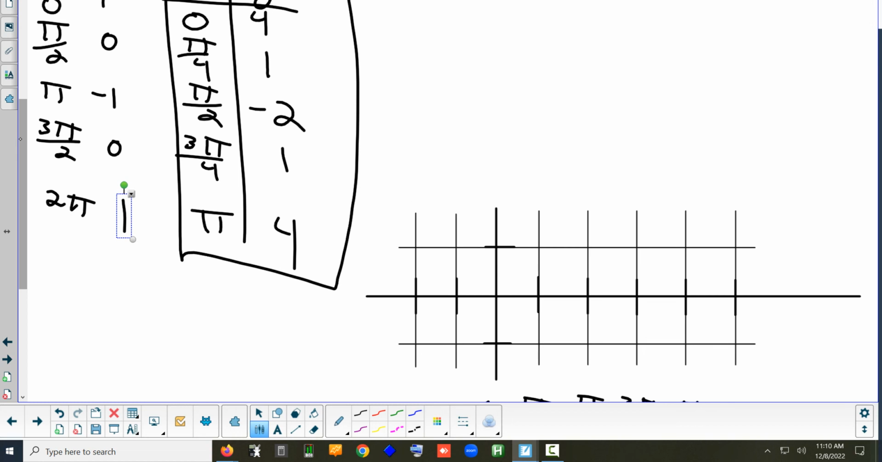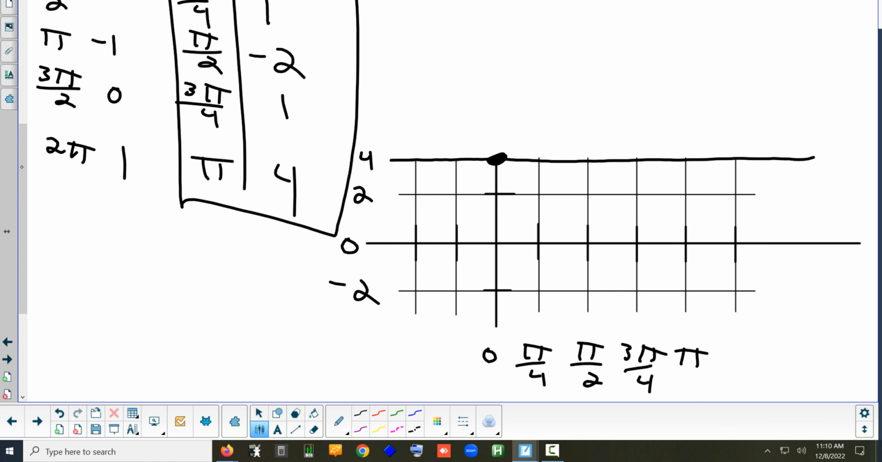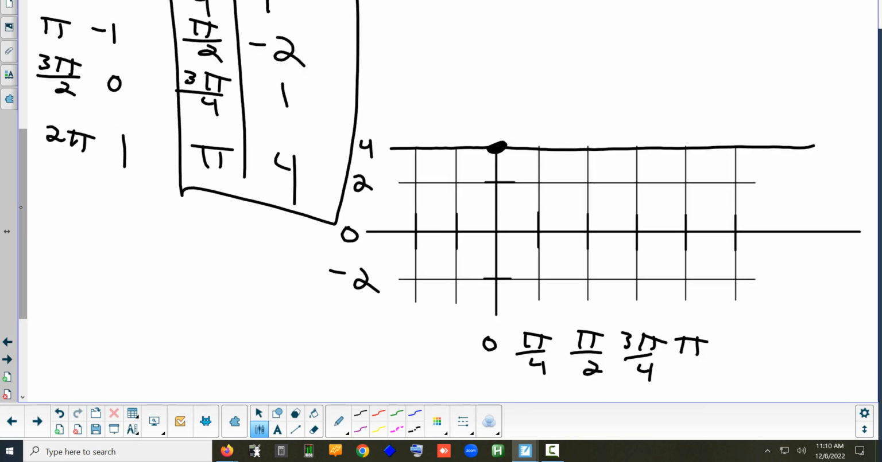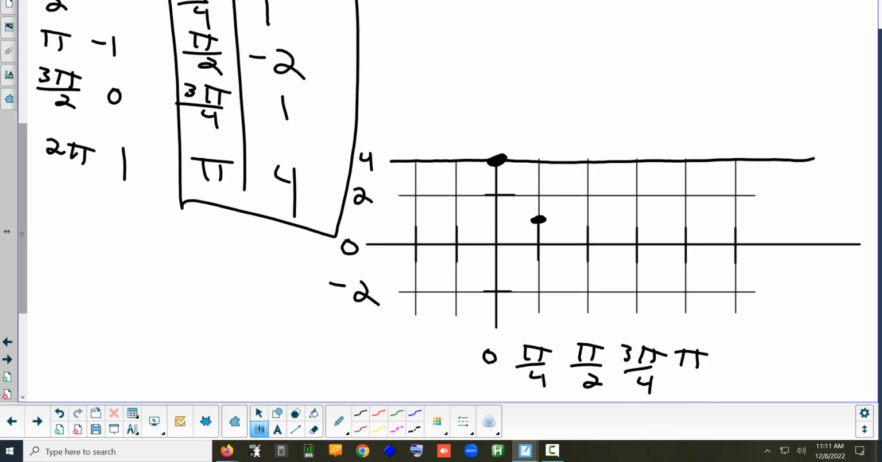So what I probably want to do here, it's not perfect, but add another one. So now I can go 0, 2, 4, negative 2, and that covers it. Okay, so 0, 4 is my first one. And then pi over 4, 1. So 1 would be right about there. Pi over 2, we're at negative 2. 3 pi over 4, back to 1, and then back to 4.